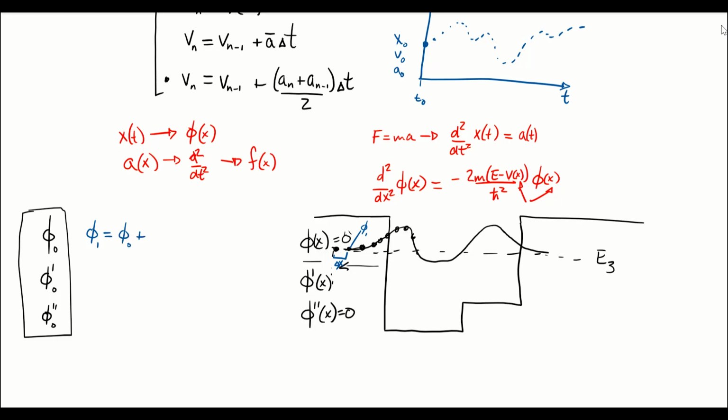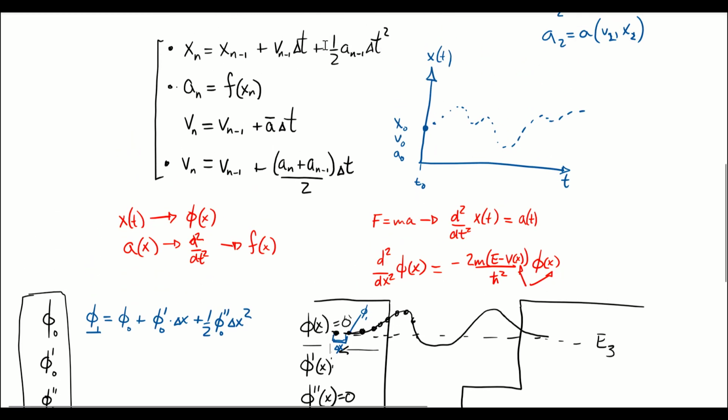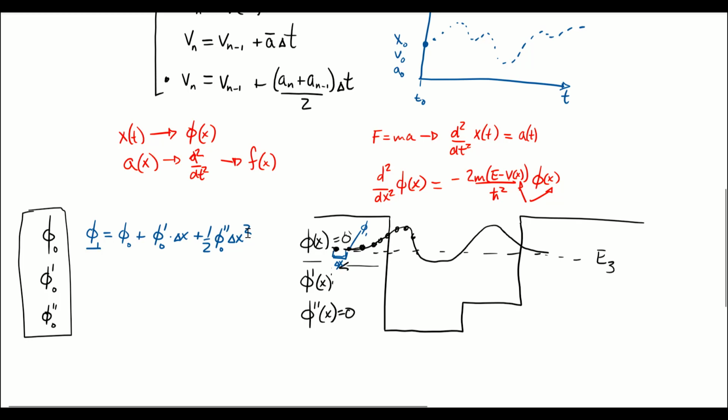It's just going to be phi 0 plus that first derivative at phi 0 times delta x, whatever that step was, plus 1/2 the second derivative at 0 times delta x squared. And now I have my updated wave function at some delta x over, just like we had up here in the classical example, where I figured out my new position based on my previous position, my previous velocity, and my previous acceleration, first derivative and second derivative. I'm doing the same thing down here, right?